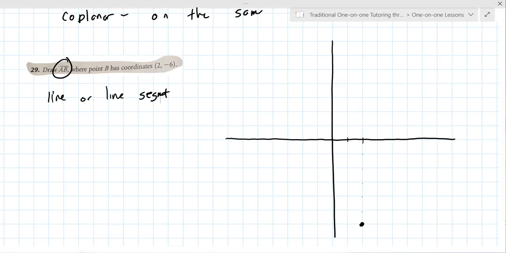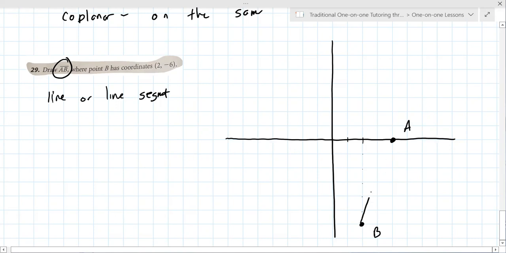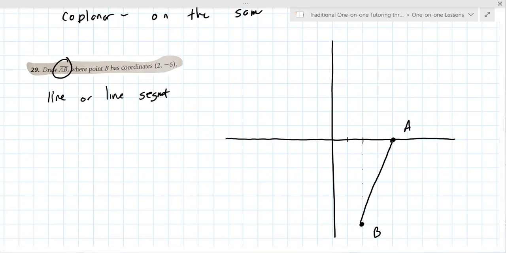A is at 4, 0. I didn't see that. So A is right there. There's A. There's B. So this is a line segment. It starts and stops at the points. Any questions on that? No. Okay, so let's look at 30.